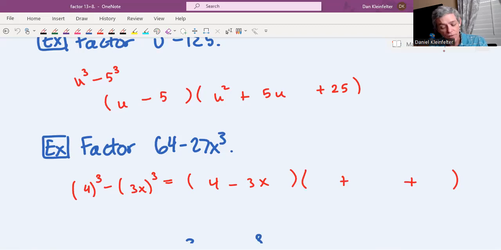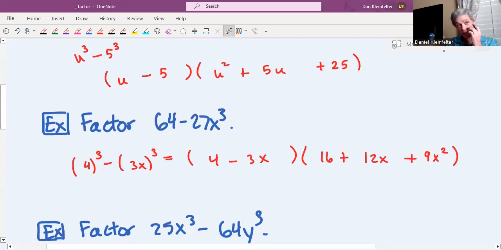Okay, for the front of the trinomial, it's the first thing squared. 4 squared is 16. In the middle, we have the product of the two things, so that's 12x. And then in the back, the second thing squared, so 9x squared. You can reorder those terms in the second factor if you want. I think we should just leave it.